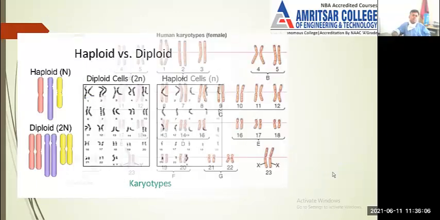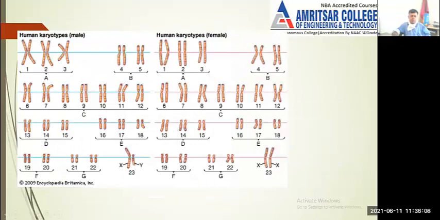Now you can see this is a complete set of chromosomes. Chromosome 1, 2, 3, 4, 5, this 21, 22, and 23 is the sex chromosome. Sex chromosome. This is XX in female, and XY in male.